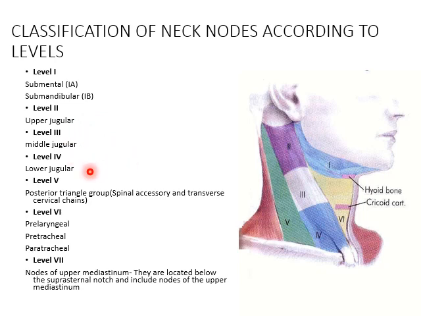So level 1 submental 1A, submandibular 1B, level 2 is upper jugular, level 3 is middle jugular, level 4 is lower jugular, level 5 is the posterior triangle, maybe around the spinal accessory or the transverse cervical chain, the supraclavicular group of lymph nodes. And level 6 are those below the hyoid, the prelaryngeal, the pretracheal and the paratracheal group of lymph nodes. And level 7 are the nodes of the upper mediastinum, that is in the suprasternal notch. So that is the surgical classification.